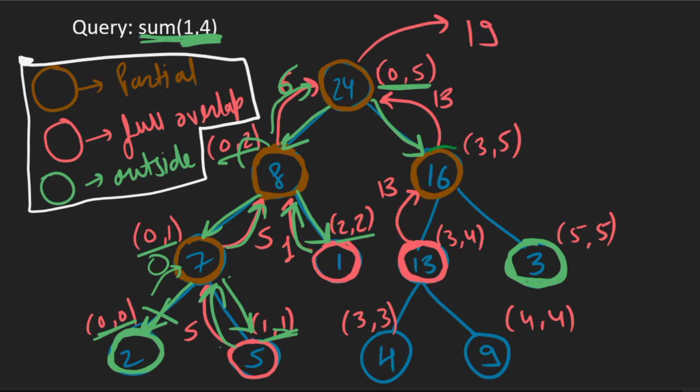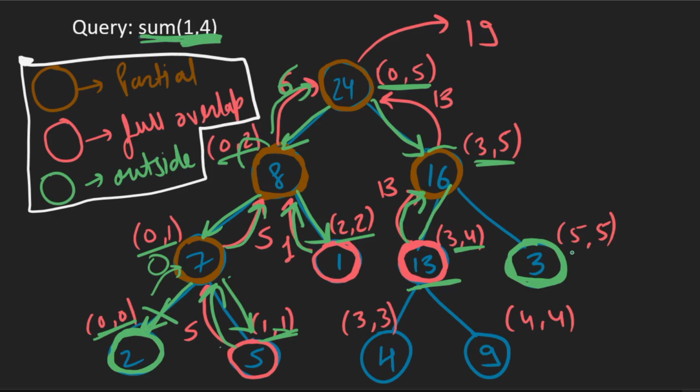Now we have come to this node. So this node range is 3 comma 5, and this is also partially overlapping with our query range, that is 1 comma 4. So we again go to both of its children, left child and right child. So if we see the left child, the range is 3 comma 4. So 3 comma 4 is fully overlapping, so it will return its value. So it has returned 13.